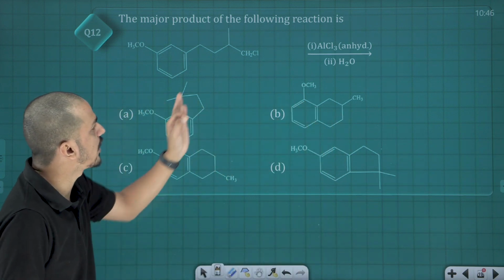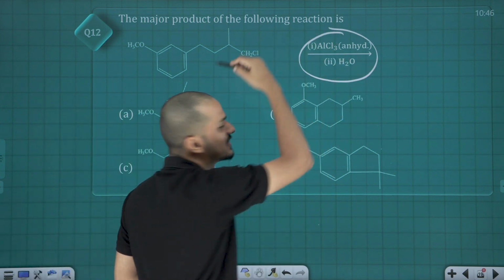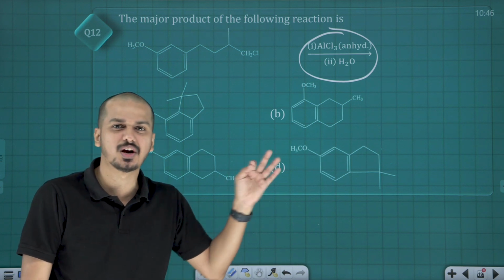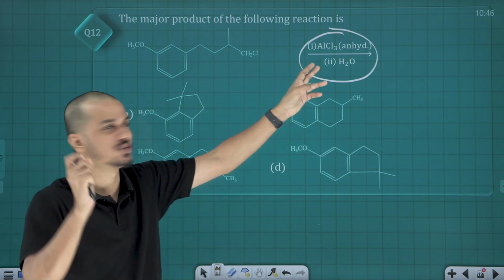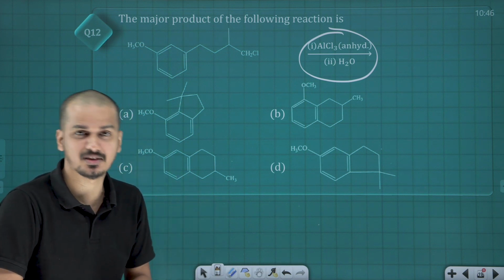The major product of the following reaction is, you can see AlCl3 anhydrous, then H2O. That time itself you have to remember what kind of reaction that is. A carbocation mechanism is going to occur.